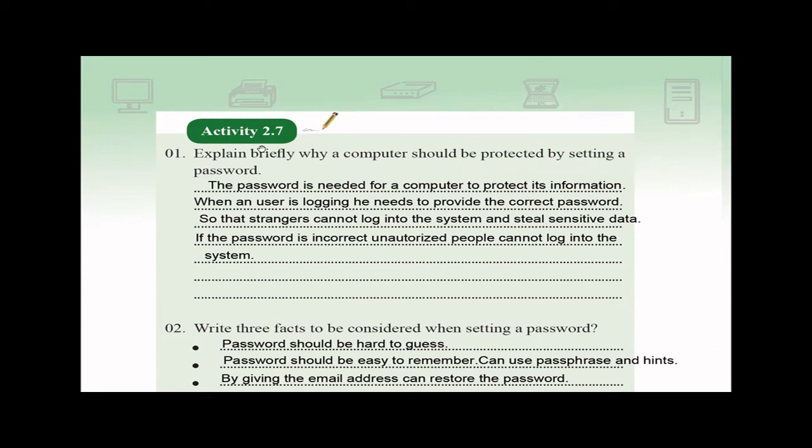Okay, activity 2.7. Explain briefly why a computer should be protected by setting a password. So if you have a password, when the user is logging into the system, it will be asking for the password. So the user has to provide the correct password. If the password is incorrect, unauthorized people cannot log into the system. So strangers cannot log in and steal your sensitive data. Therefore, it's very important to have a password. It will allow only the authorized users to get access.